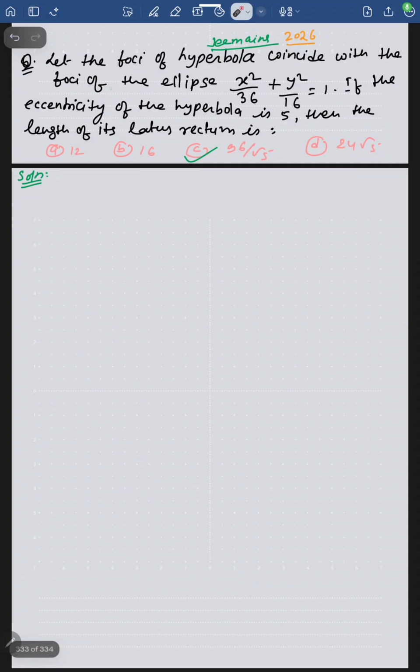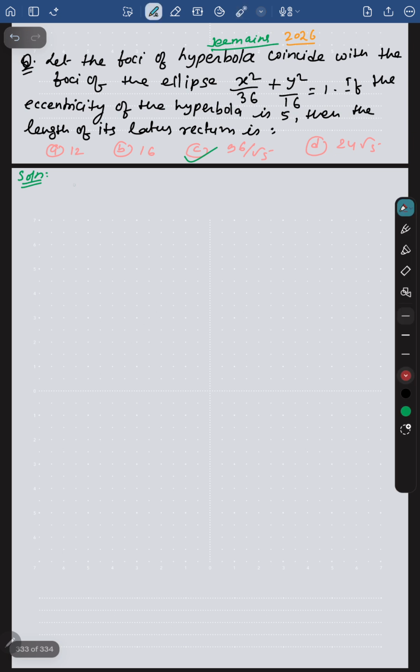Given that the foci of the ellipse x square upon 36 plus y square upon 16 equal to 1 coincide with the foci of a hyperbola, if the eccentricity of the hyperbola is 5, then the length of its latus rectum is. These are the options you have to select from. So let us see how to solve it.